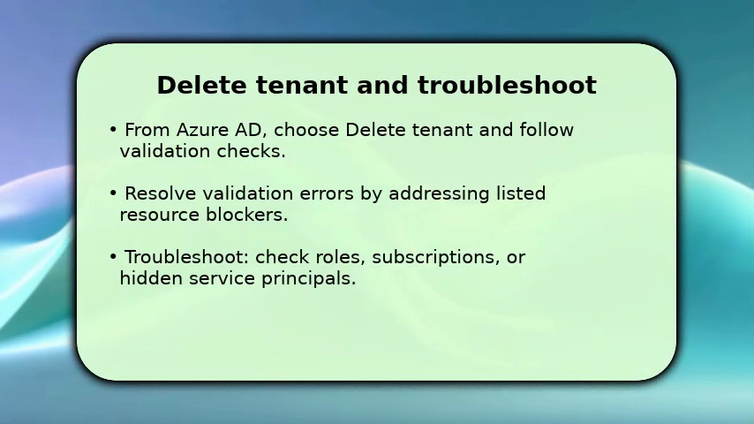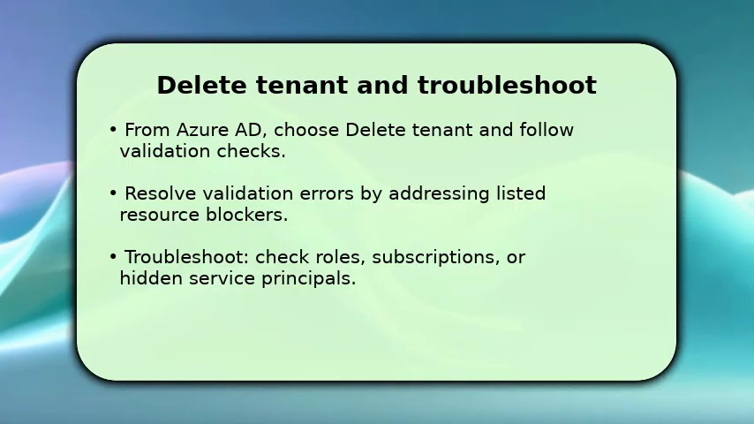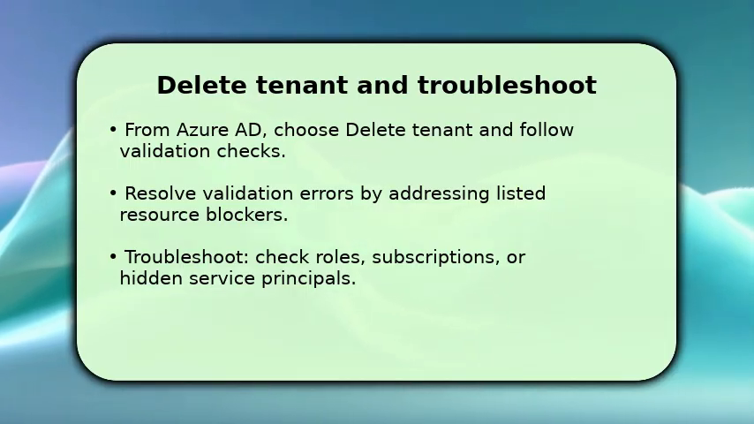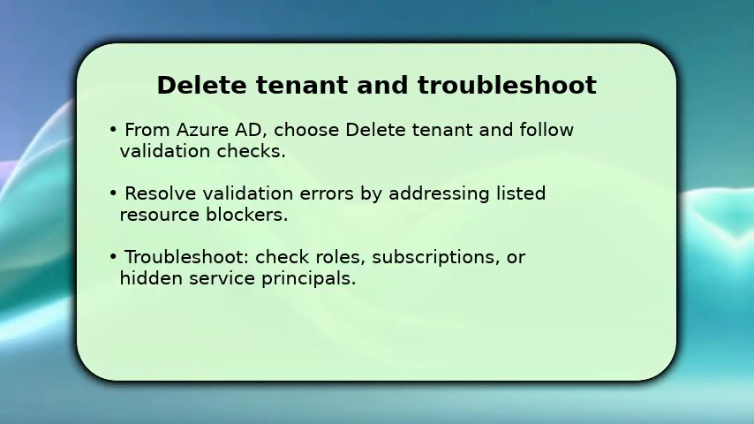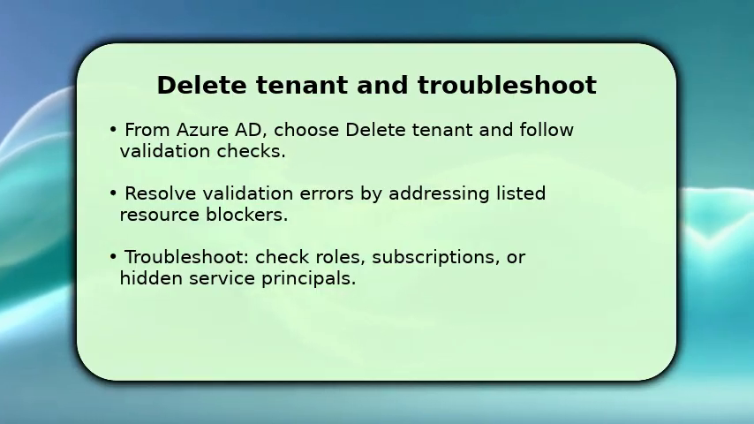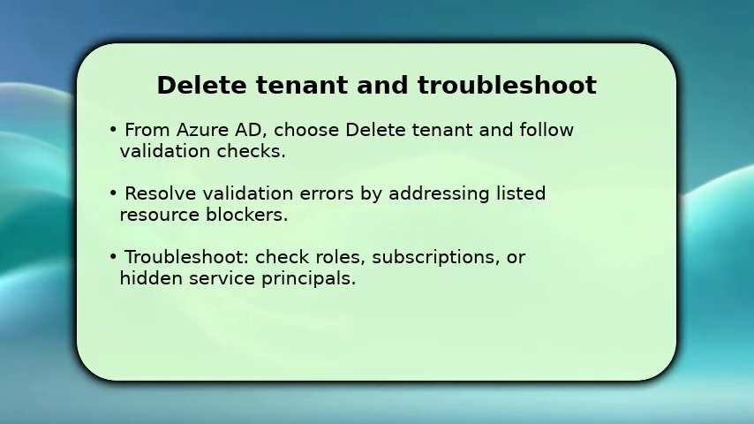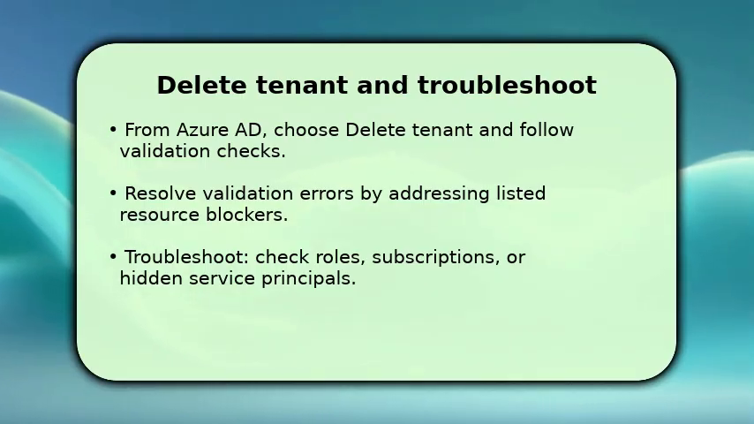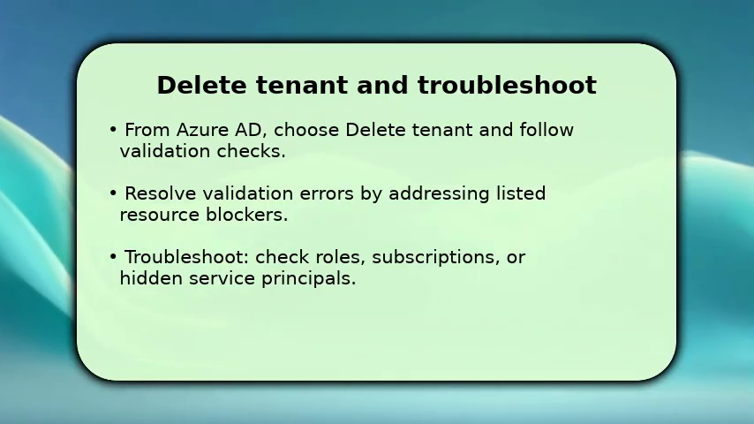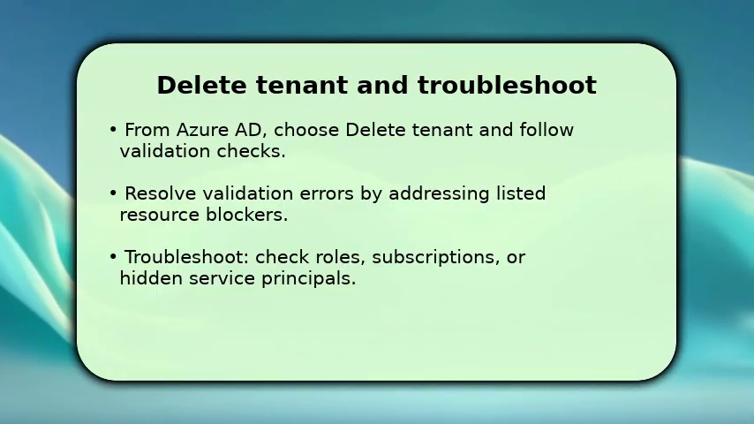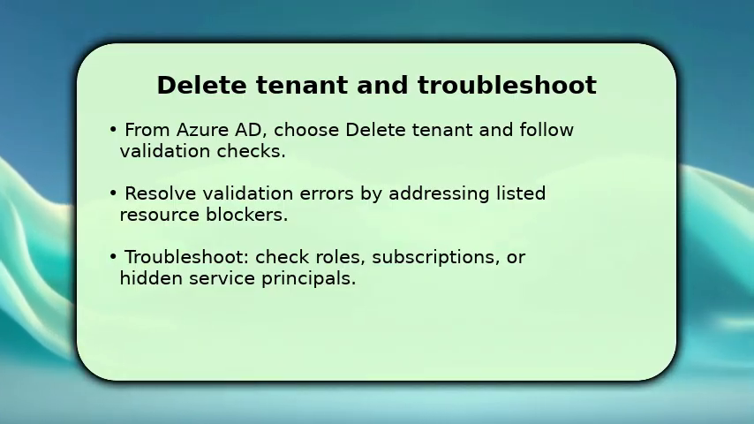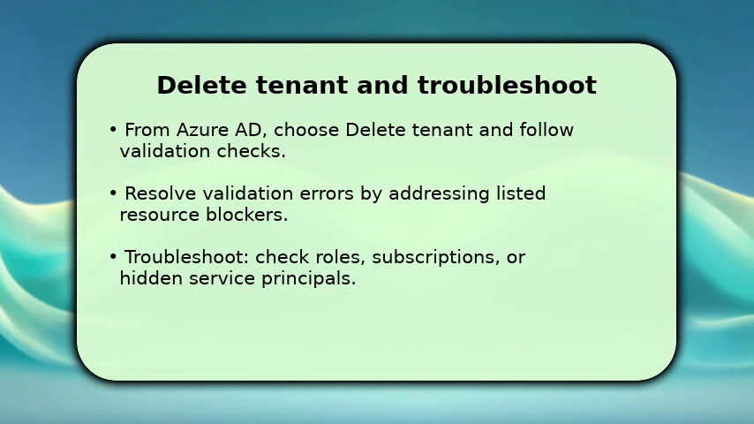Finally, navigate to Azure Active Directory, Manage Tenants, delete tenant, and follow the validation checklist presented. Confirm each validation item is clear, then proceed to delete. If deletion fails, review the specific validation errors and address the listed blockers, often lingering subscriptions, hidden service principals, or directory roles. As a key troubleshooting tip, use Azure PowerShell or Azure CLI to list service principals and subscriptions. They reveal hidden resources that the portal might not show, letting you remove them and retry deletion.